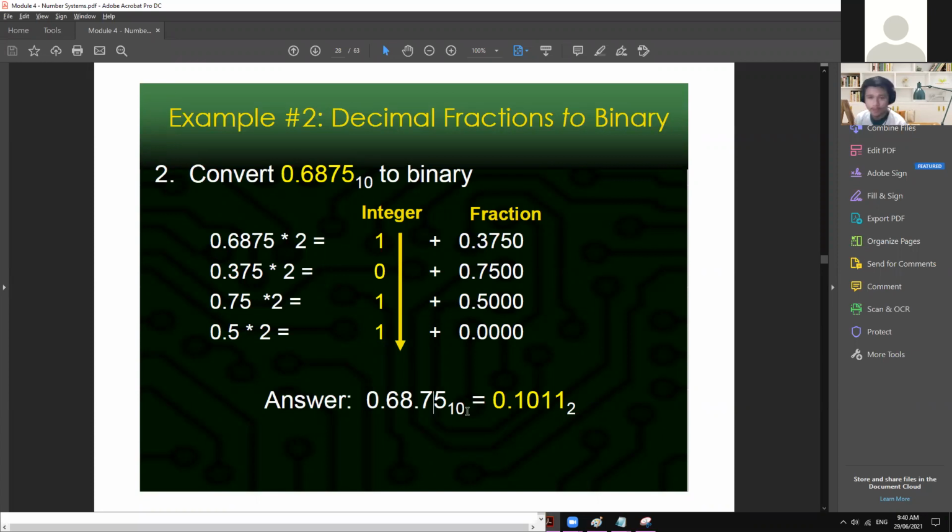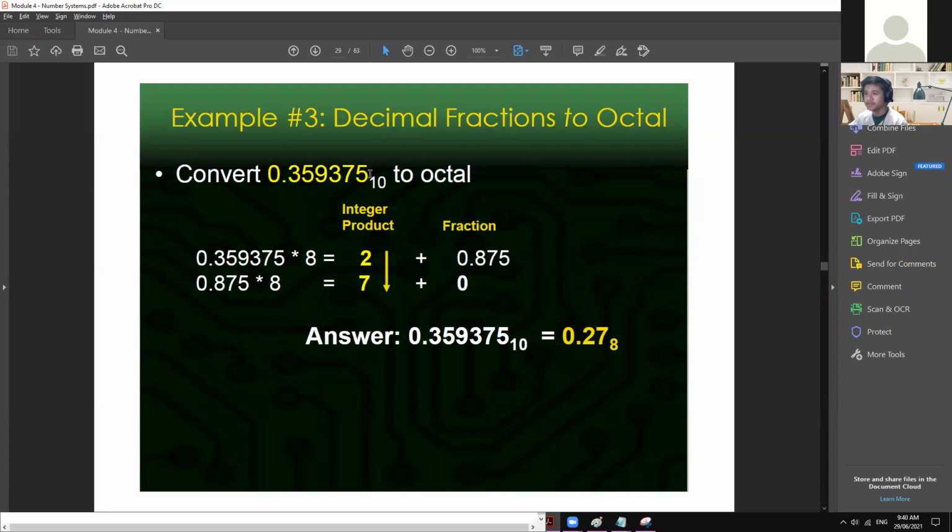So are we clear so far? Did you guys get the idea or the logic? Okay, great. So 5 out of 18, 6, 7. Okay, great. So another example is, of course, another decimal fraction, but it's now asking us to convert to an octal.